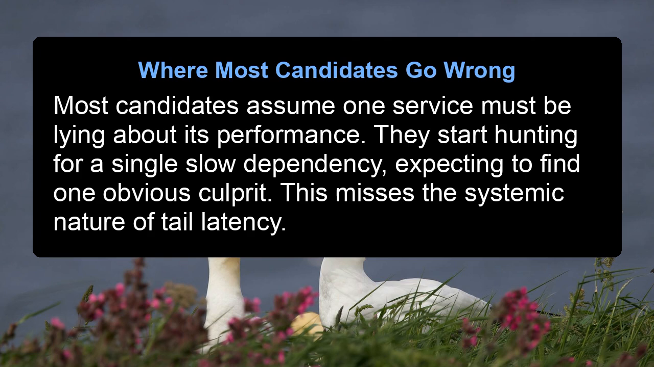Where most candidates go wrong. Most candidates assume one service must be lying about its performance. They start hunting for a single slow dependency, expecting to find one obvious culprit. This misses the systemic nature of tail latency.